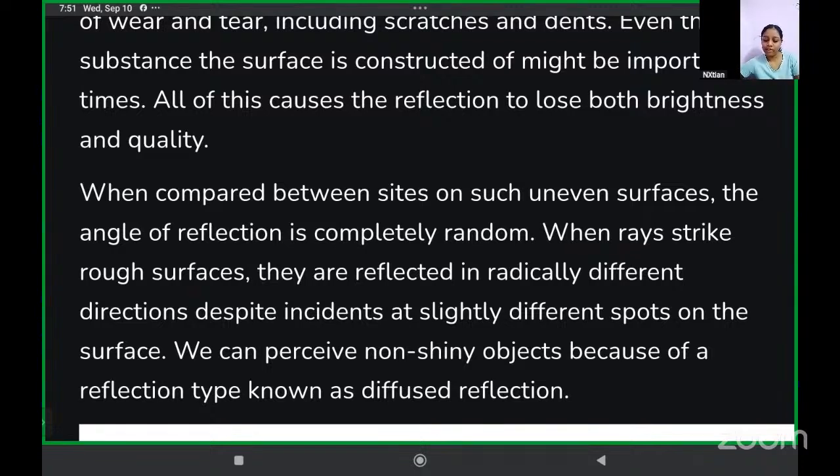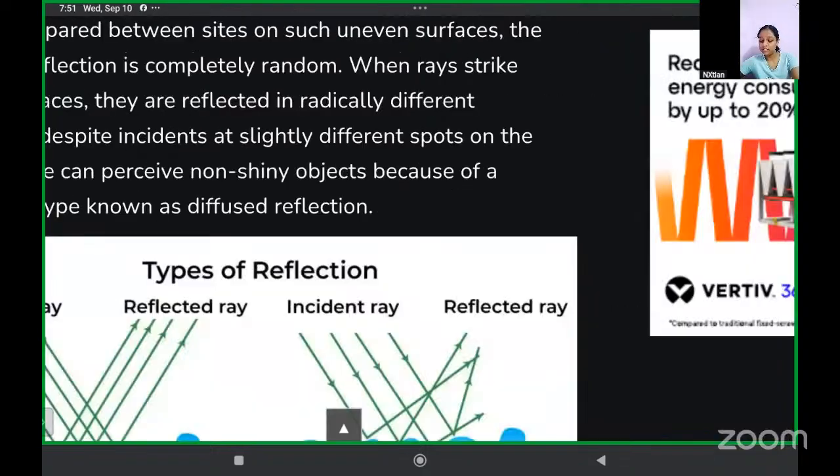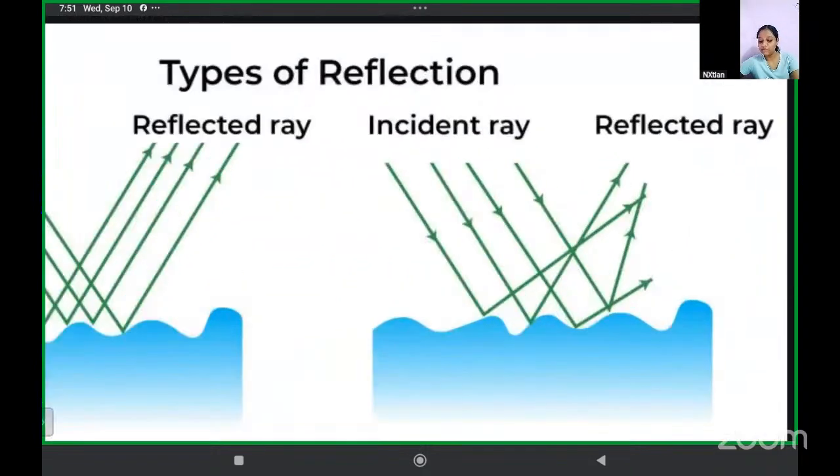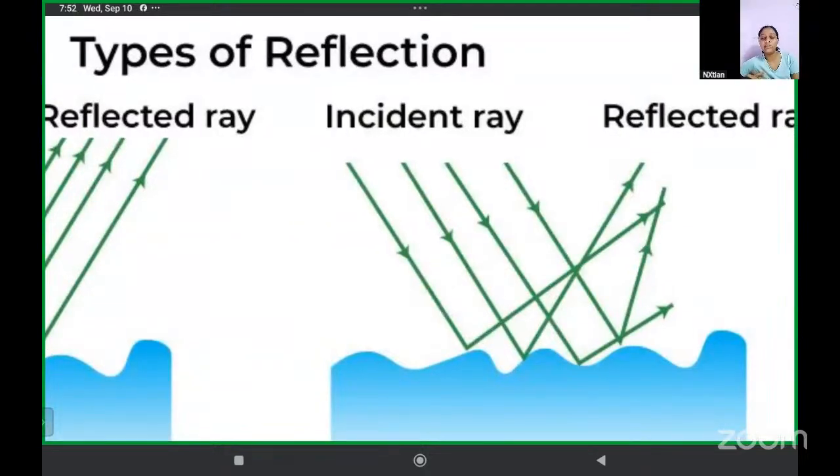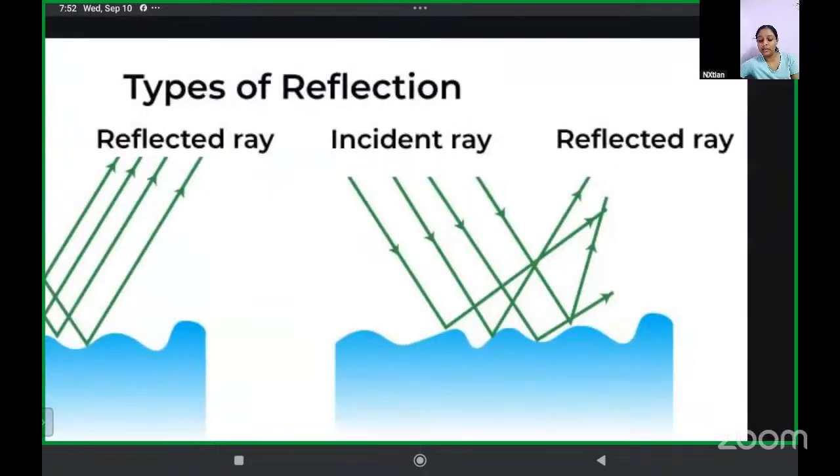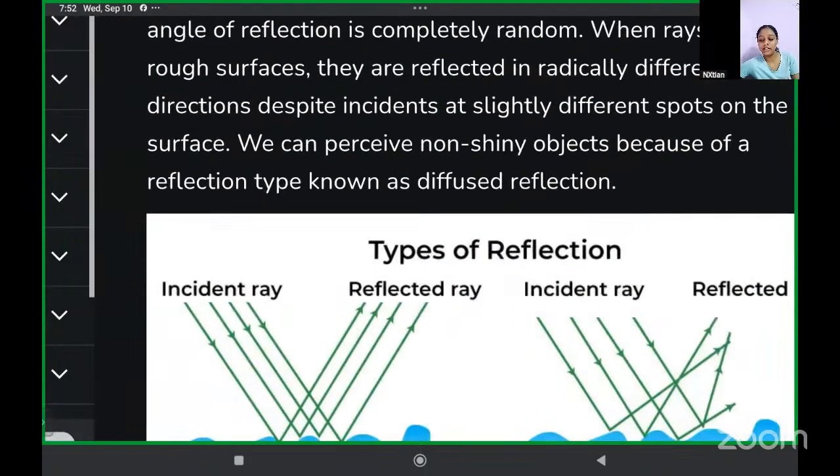We can perceive non-shiny objects because of a reflection type known as diffuse reflection. Non-shiny objects, we can see them because of diffused reflection. This is diffuse reflection, where the incident rays fall uniformly, but they are reflected non-uniformly in different directions. It helps us to see non-shiny objects.